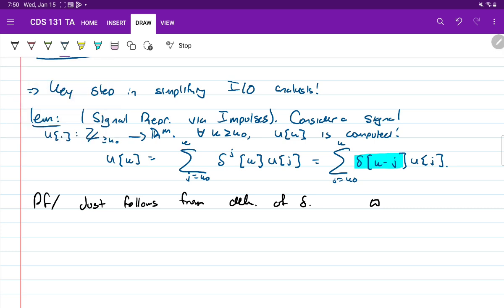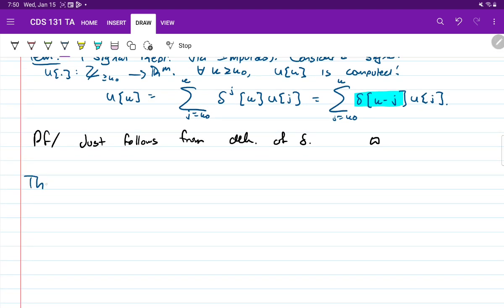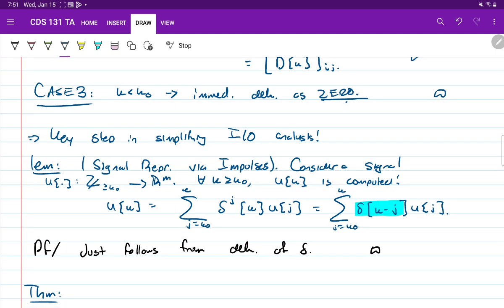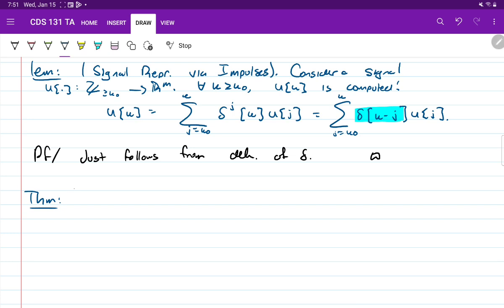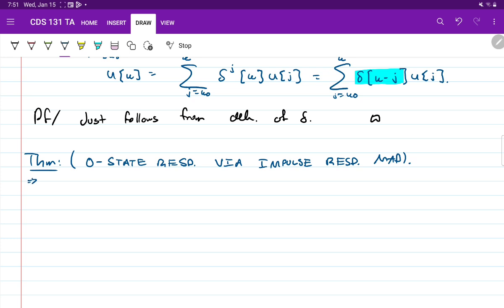So let's go ahead and apply this formula, all right? Let's show that this thing is actually useful for something. So I'm going to state the following theorem. What the following theorem does is it uses this lemma in conjunction with the definition of impulse response to say that we could represent the response of a system to any input out there using our impulse response map. Okay, so this is super powerful. So theorem, which I'll call zero state response via impulse response map.